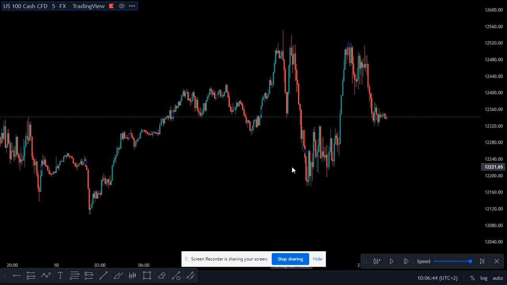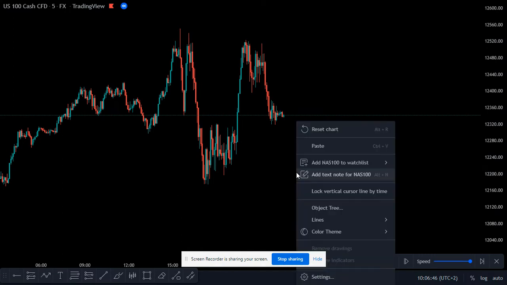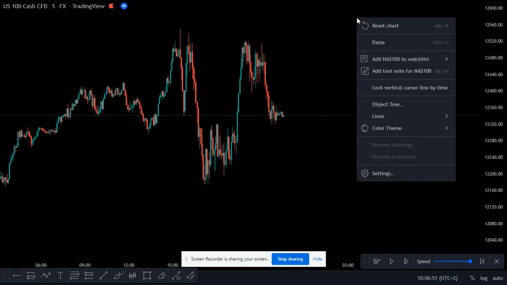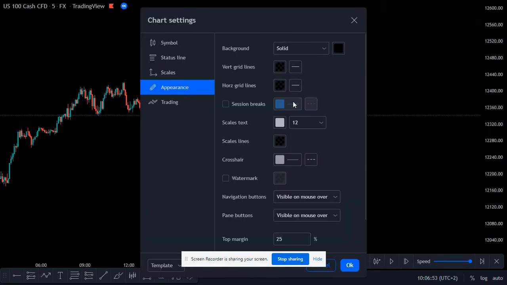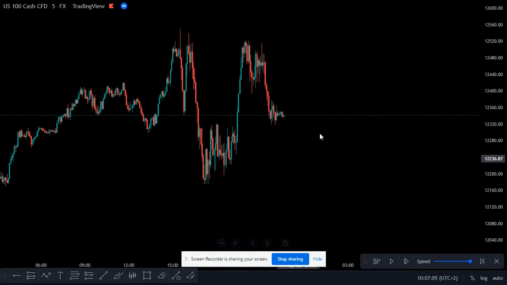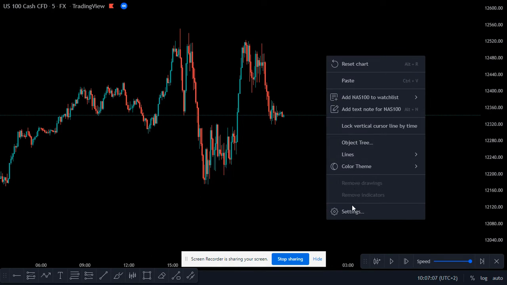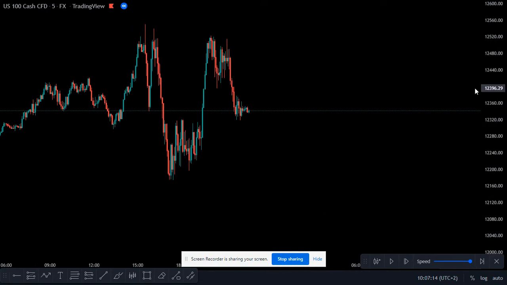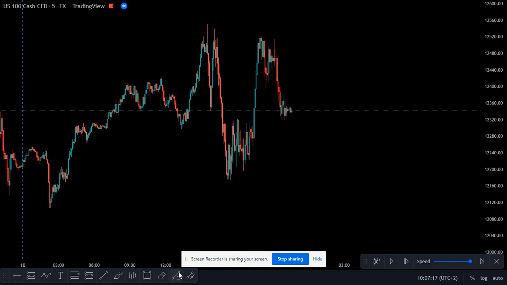So the first thing I want you guys to do when you analyze, if you're using TradingView, is go to options. So you right click, go to settings, then go to session breaks. Just click there. You can choose any color. You can choose whether you want it to be dotted lines or horizontal line, doesn't matter. Then just click OK. Let me repeat that. So you go to settings, then you go to session break and you say okay, then you say okay. So this is going to help you in the strategy that I'll explain today.